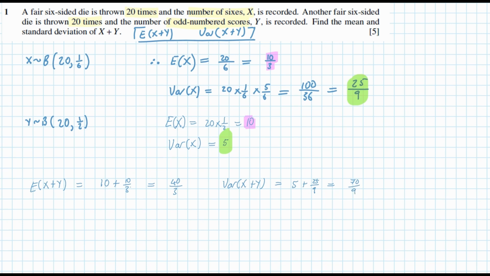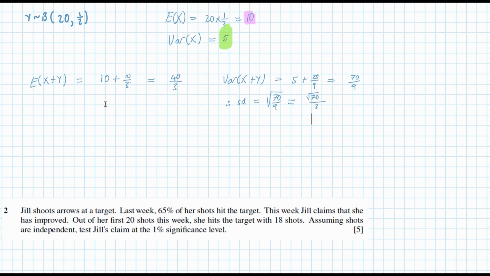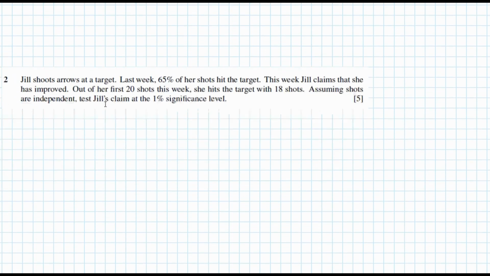But of course, notice in the question it wants us to give the standard deviation. So the standard deviation equals the square root of 70 over 9. And we know that we can rewrite that to be equal to the square root of 70 over 3. And that will be all for that one. We've done that. So that's good.